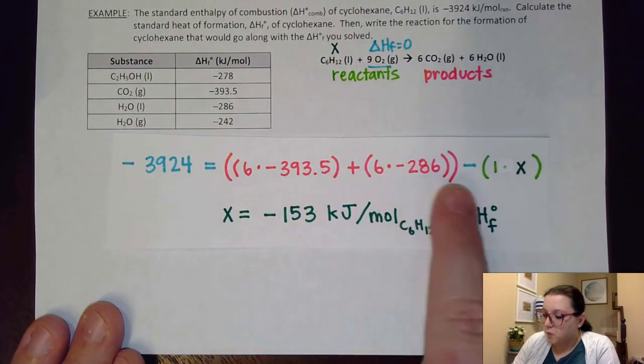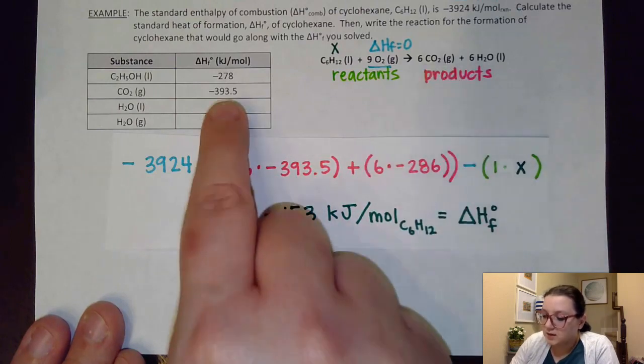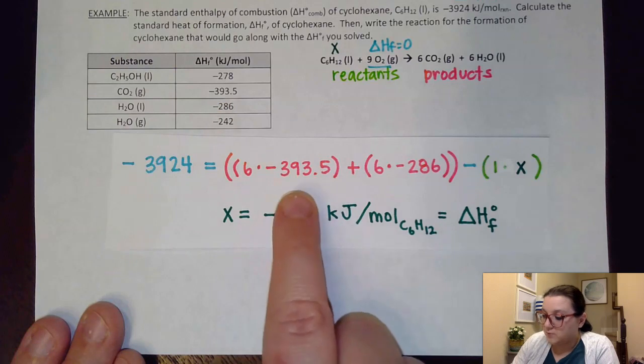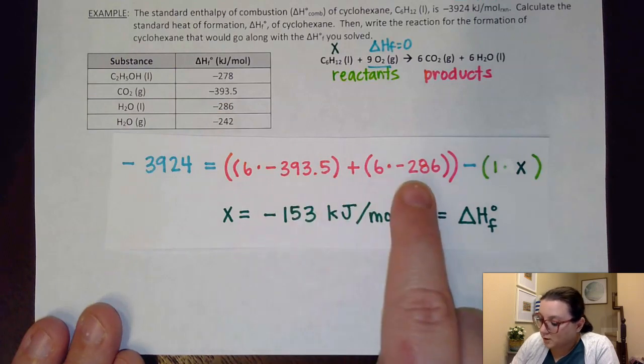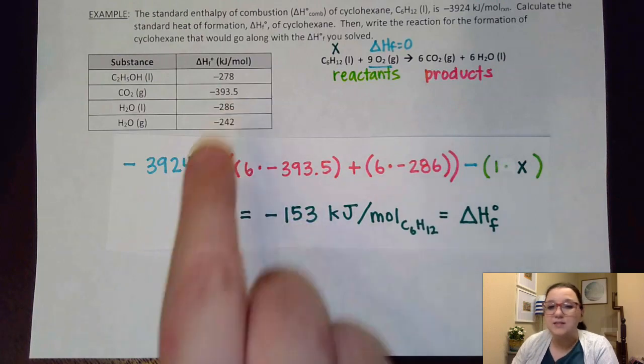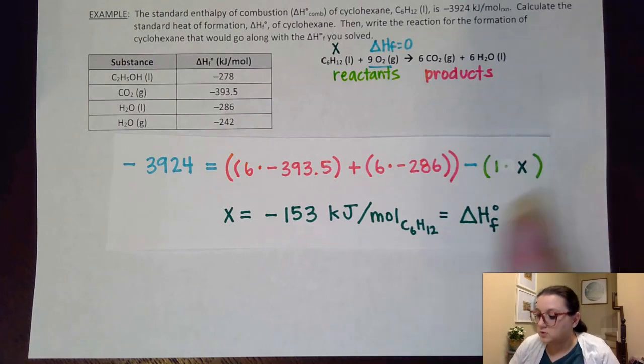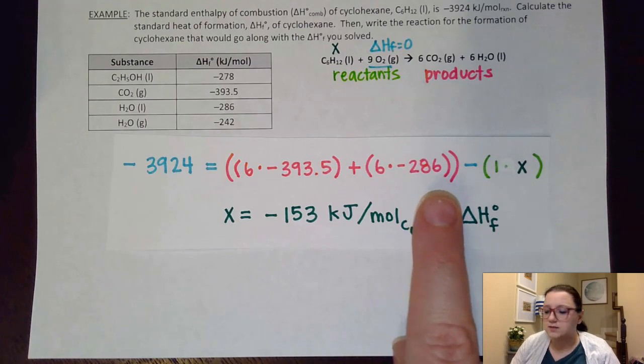I have my products here, the CO2, 6 of it, times the negative 393.5 from the table. I also have water here, these 6 waters times negative 286. Now I did need to be careful. I noticed they gave me 2 different values for water's heat of formation, so I had to be careful about which state I have. We had a liquid, so I wanted to use the negative 286.